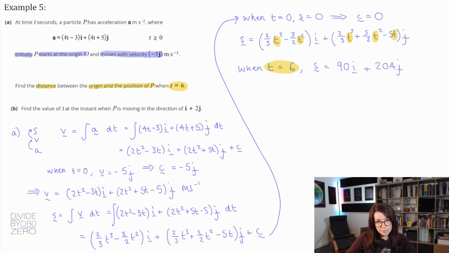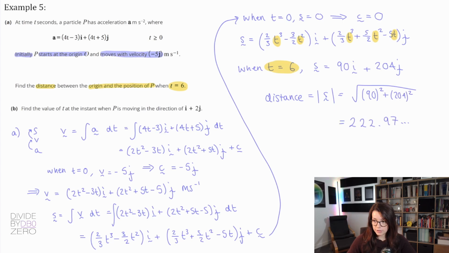That's the displacement. We want the distance. It's the distance from the origin, so we can just use the displacement vector as it comes. And distance is the magnitude of displacement. So using Pythagoras, that's 90 squared plus 204 squared, all square rooted, and you get 222.97, so roughly 223 meters to 3 significant figures.